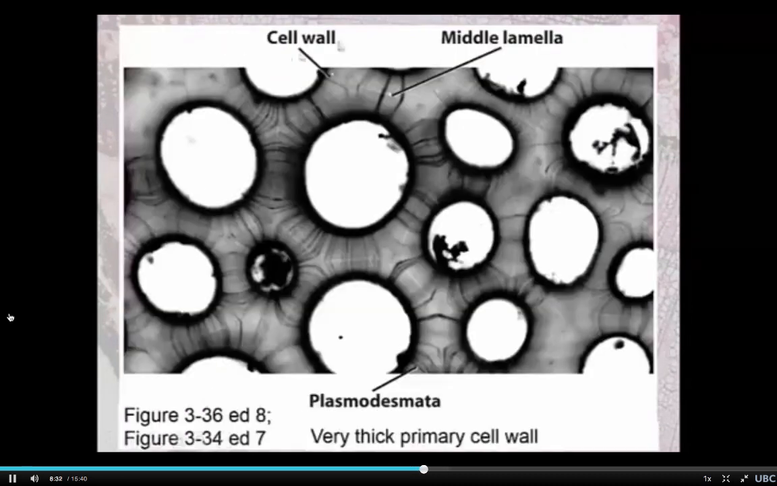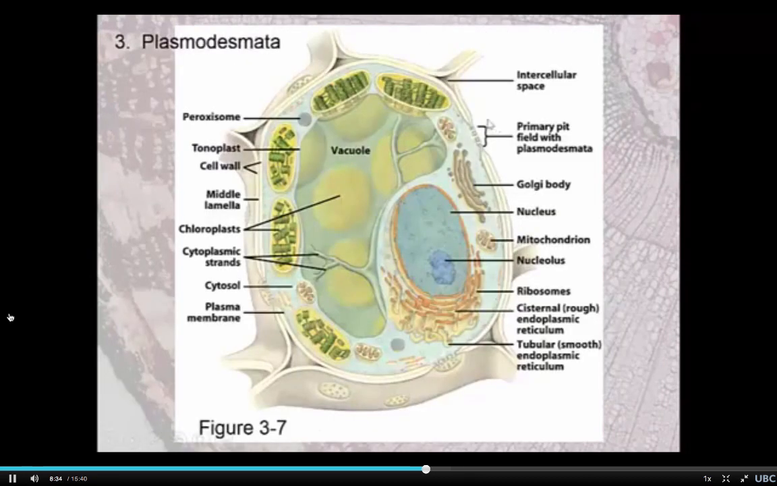So you can see here's some plasmodesmata right here in a primary pit field. So a primary pit field is just sort of a thinning of the primary wall, and then there are these plasmodesmata running through. So larger molecules can run through, those that can't, say, go through the cell wall and things like that. So kind of important.